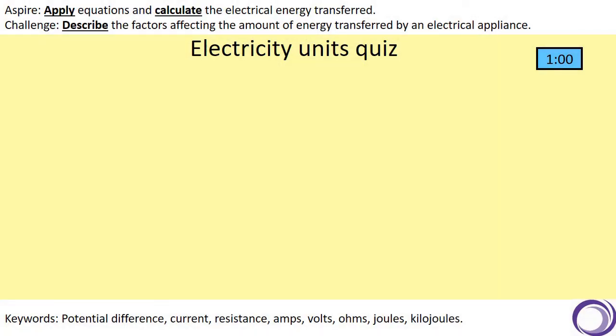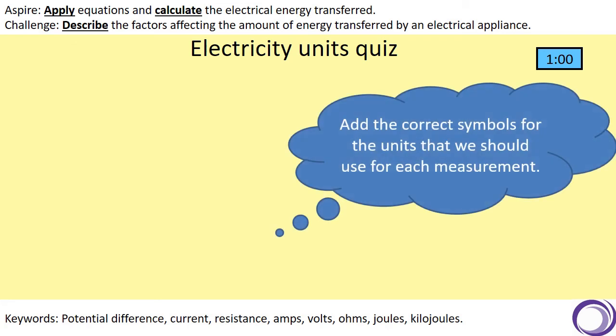Right, electricity units quiz. Gonna try and get you to do this quite quick. So all you've got to do is to add the correct symbols for the units that we should use for each measurement. And we've got 8 to do, so I want you to do it fairly quick. You should be able to do it straight away. Let's see how many you can get out of 8. Ready, steady, start the timer, go.